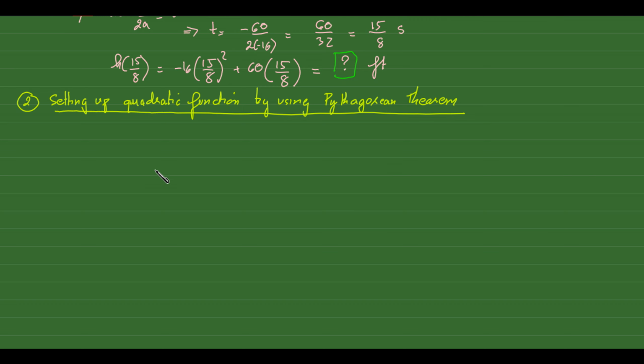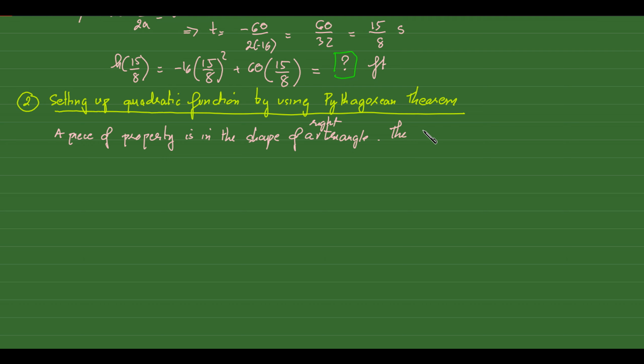Now let's take a look at this one. I have a piece of property in the shape of a right triangle. The longer leg is about 20 meters longer than twice the length of the shorter leg.